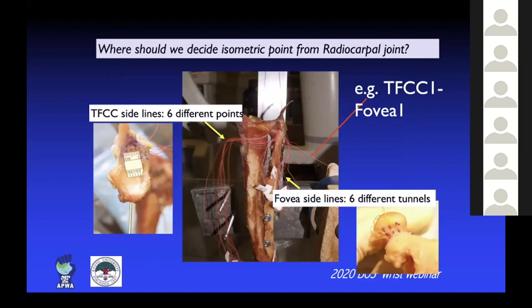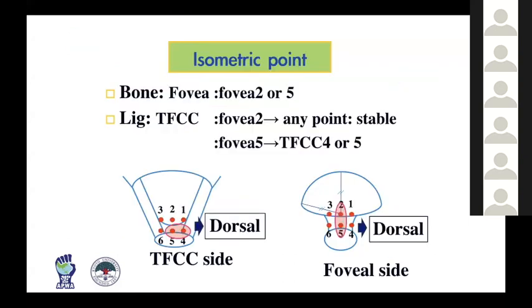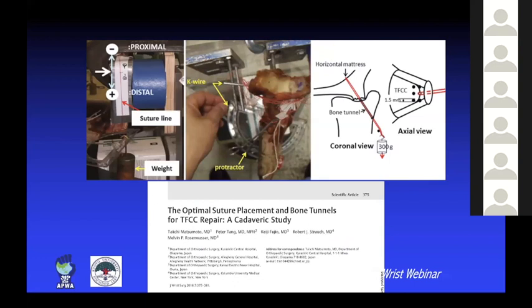And where should we decide the isometric point from the radiocarpal joint? So we examined the isometric point, plotting defined points on each of the TFCC and fovea using cadavers, and measured the displacement during supination and pronation in relation to each plot. According to our cadaver study, for the bone side, the center of the fovea is better, no matter radial side or ulnar side. For the TFCC side, the ulnar side and slightly dorsal is better. This study is published in the journal Distal.